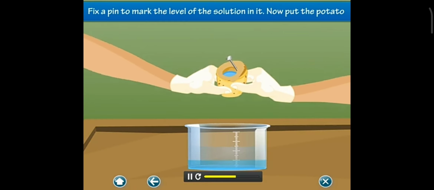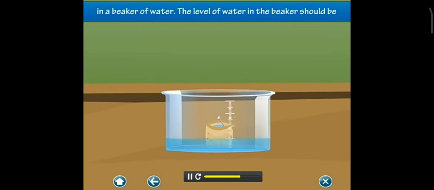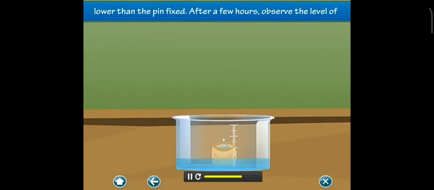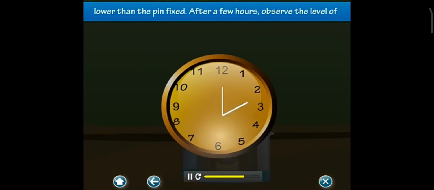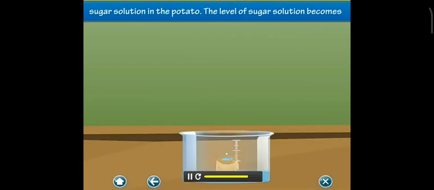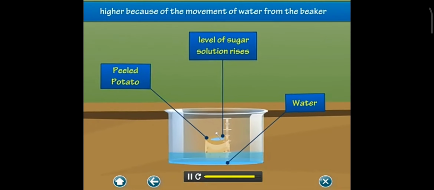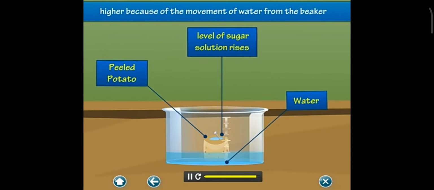Now put the potato in a beaker of water. The level of water in the beaker should be lower than the pin fixed. After a few hours, observe the level of sugar solution in the potato. The level of sugar solution becomes higher because of the movement of water from the beaker into the sugar solution.